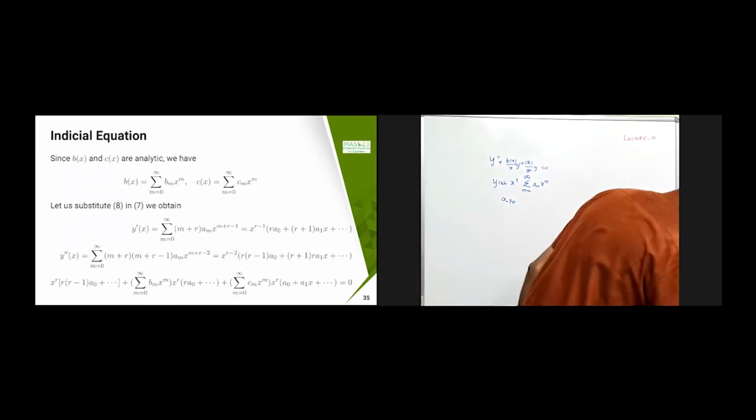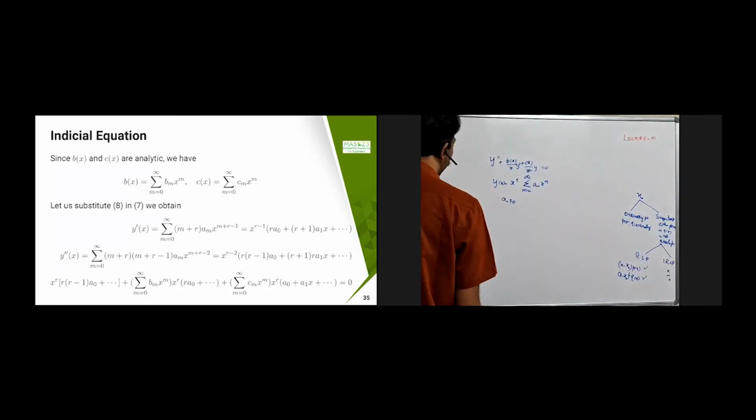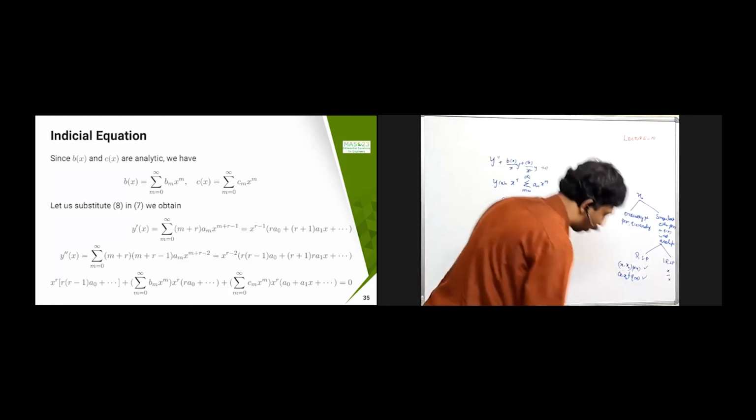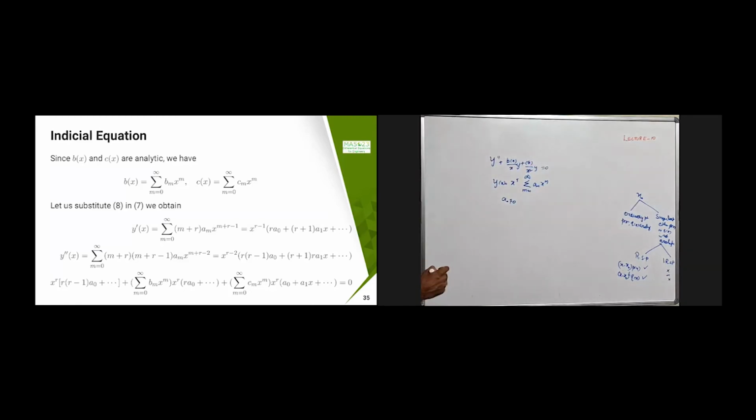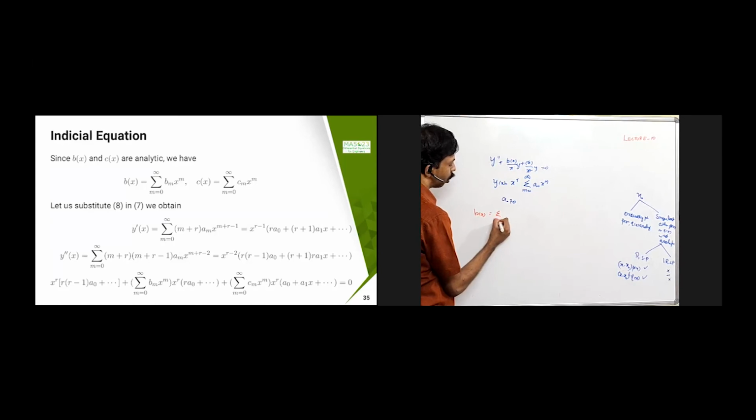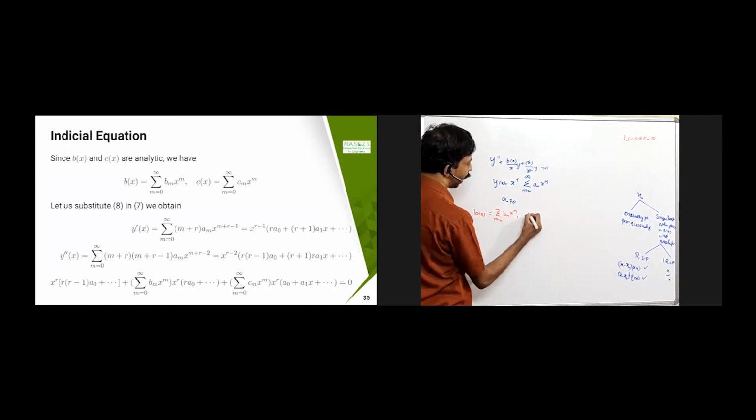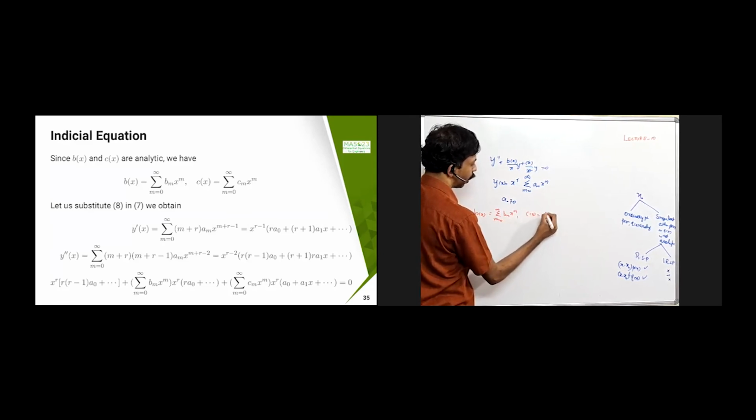Okay, so for example, let us see this one. Let us see what is going to happen in the initial equation. In this case, since p of x and q of x are analytic, I can write p of x equal to summation m equal to 0 to infinity bm into x power m. Similarly, I can write q of x equal to summation m equal to 0 to infinity cm into x power m.